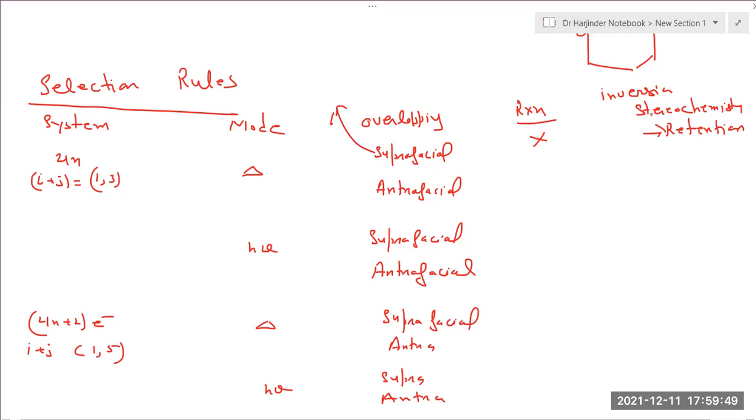Suprafacial will always be retention, because it moves on the same side. Suprafacial always takes place with retention in configuration. Antarafacial reaction is allowed, but there is an inversion. Suprafacial photochemical allowed, antarafacial forbidden, suprafacial retention, thermal 4n plus 2.